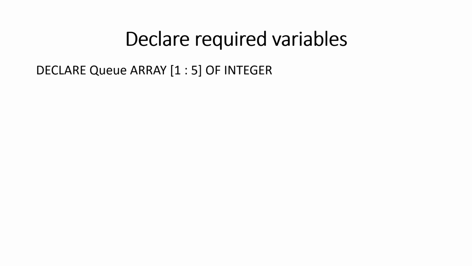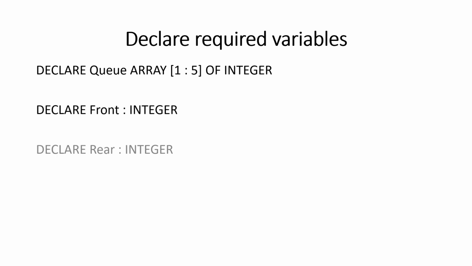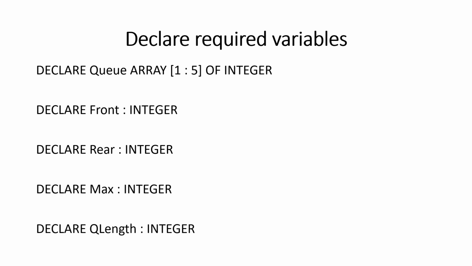Let's write pseudocode statements step by step to declare these variables. Declare queue as an array of integer data type, and then declare all the variables which we have discussed, like front, rear, max, queue length as an integer.